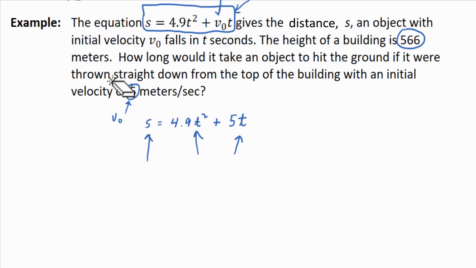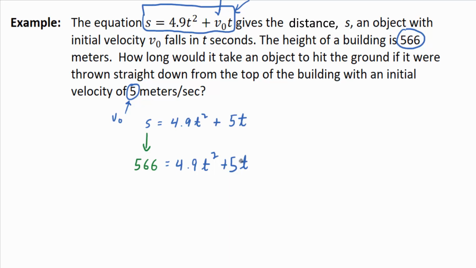So the idea then, and we want to solve for time because it says how long does it take, right? So it makes sense we want to solve for time. So you're going to want to plug in the 566 for the distance measurement, which is S. And then you solve for this and you get the time it takes for the object to hit the ground, because the ground is 566 meters below you.